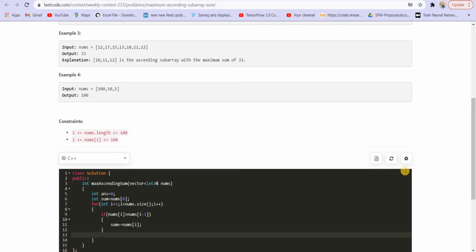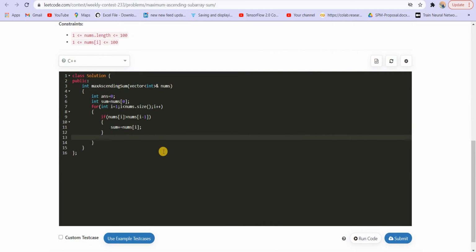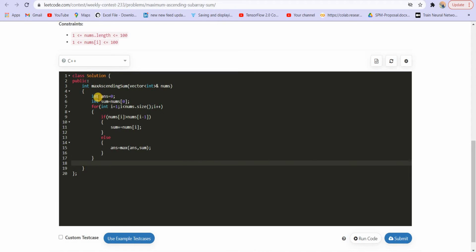Otherwise, if this is not the case, we go to the else condition, and now answer is equal to maximum of answer comma this summation. And finally, after coming out of this loop, this summation will have something. So again answer is equal to maximum of answer comma summation. Let us see if it is working.